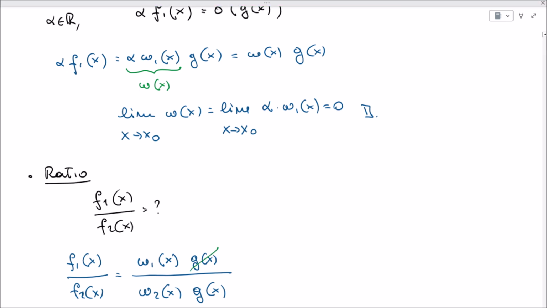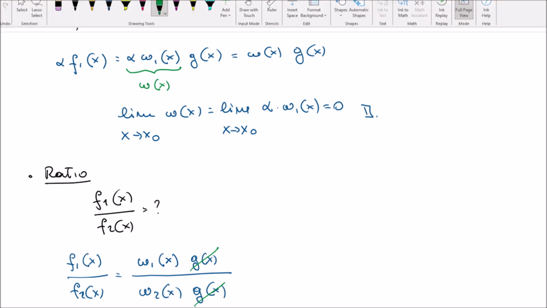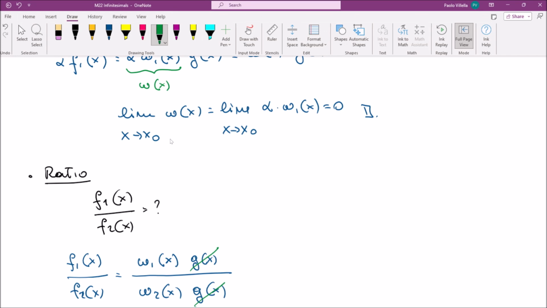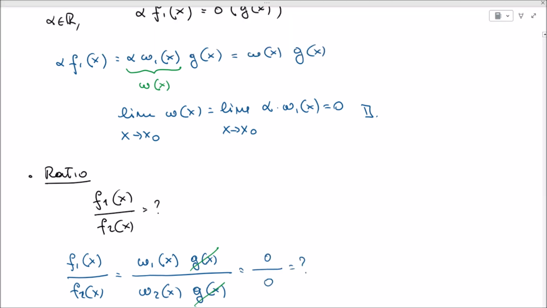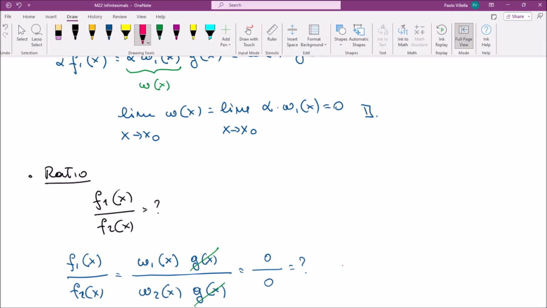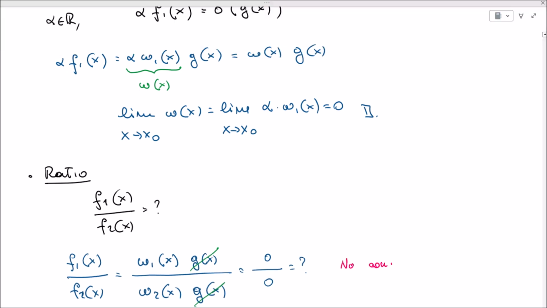So this will cancel with this, but now we have an undetermined form, right? Because in this case we have 0 over 0, which we don't know a priori. So we cannot take any conclusion about this. So I will write this in red, no conclusion.